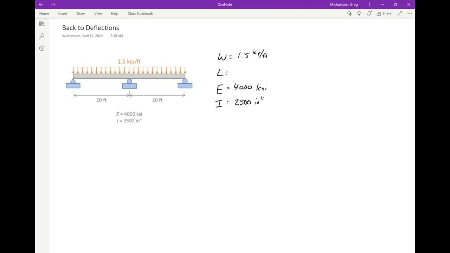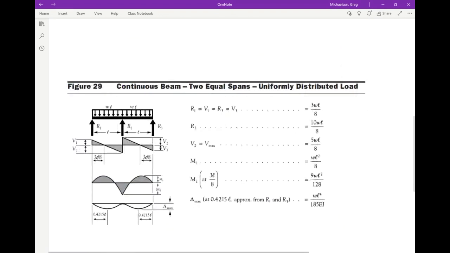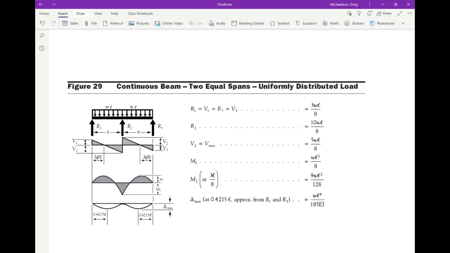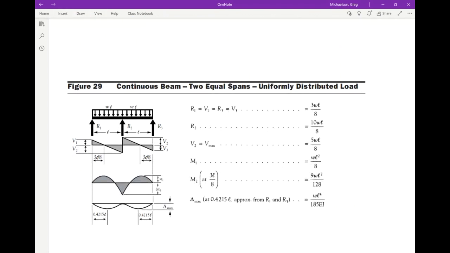Victoria says 20. I will tell you Victoria is exactly right. Look right here. Now look, that's the L value. Those images there matter because they reflect what's going on in the beam. So that's L.